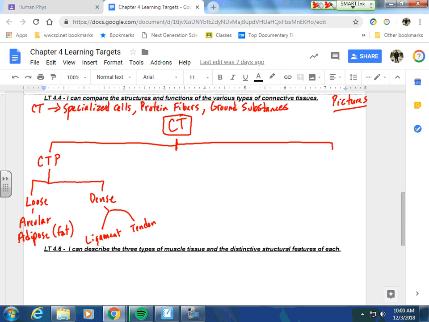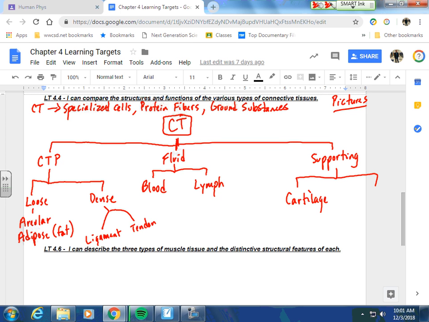What's the second category here, main category? Fluid, okay, and what do we have for fluid? We have a couple examples there. Blood and lymph. Good. And the last category, supporting. And what fits in here? Cartilage and bone. Okay. Again, we see these examples popped up on the slides, on the examples that you had to identify things, right?